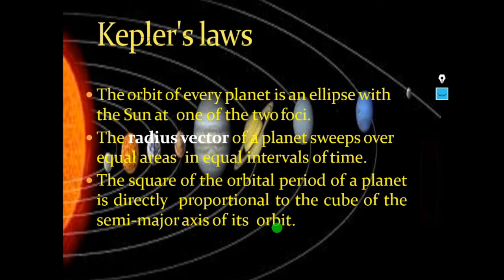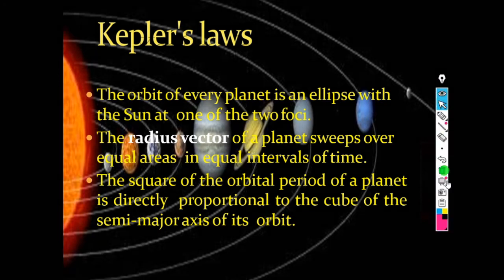Kepler's laws are: the first law says the orbit of every planet is an ellipse with the sun at one of its two foci. I have already discussed the elliptical shape in detail, showing it with a figure. So I will just show you once more with a figure.